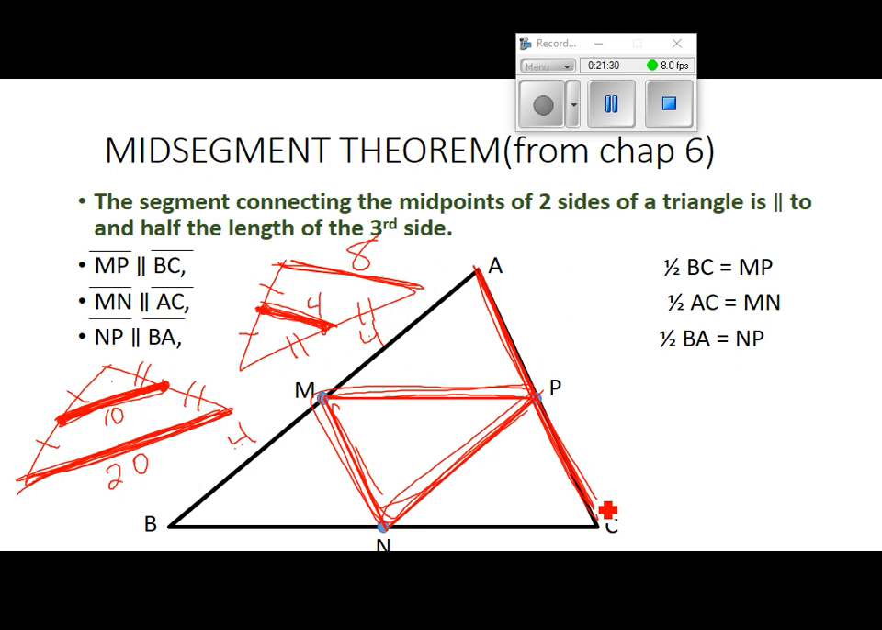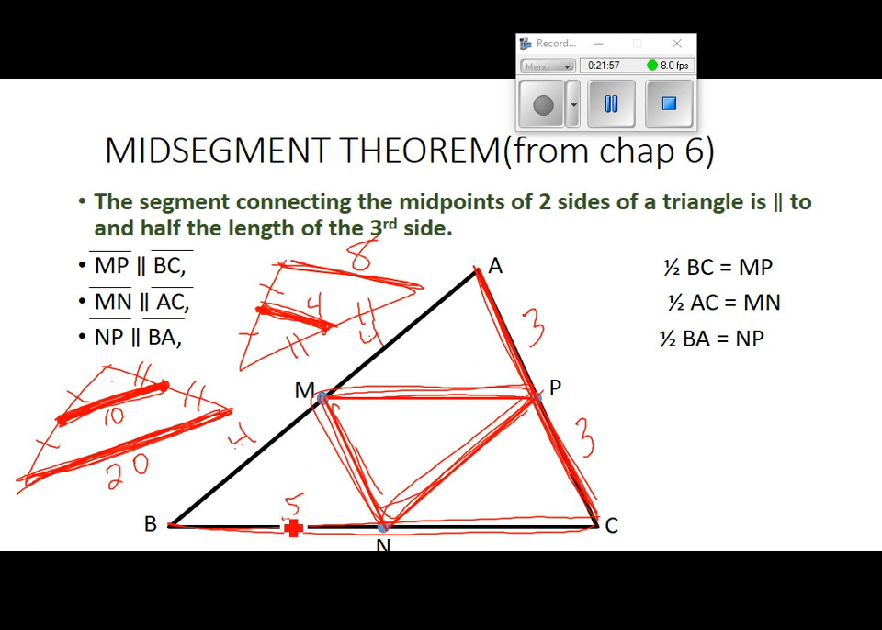6. So if it's 6, how long is this part? 3. This part? 3. Give me a length for this one. 10. Make sure. Can it be 10? Remember, any two sides of a triangle must add up to be more than the third side. Can it be 10? Yeah, because 8 plus 6 is 14. So 10 will work.